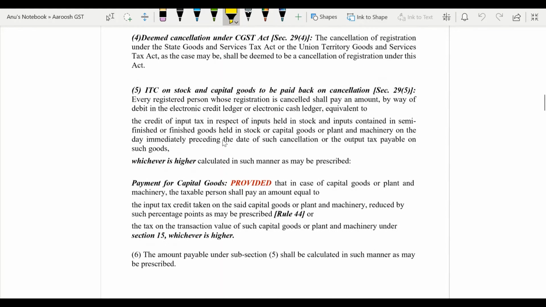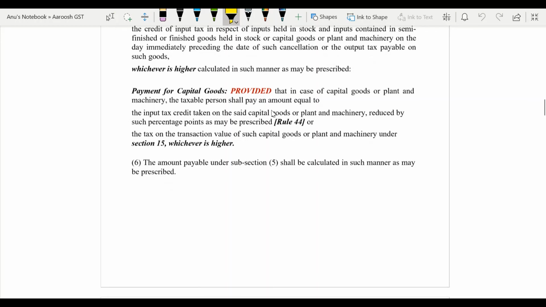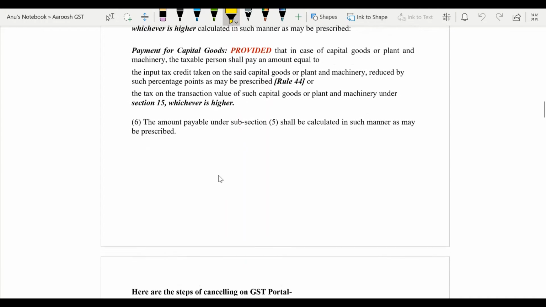That is easy to understand, that ITC on stock and capital goods needs to be paid back on cancellation. Payment for capital goods: provided that in case of capital goods or plant and machinery, the taxable person shall pay an amount equal to the input tax credit taken on said capital goods or plant and machinery reduced by such percentage points as may be prescribed, or the tax on transaction value of such capital goods or plant and machinery under section 15, whichever is higher. 6. The amount payable under subsection 5 shall be calculated in such manner as may be prescribed.